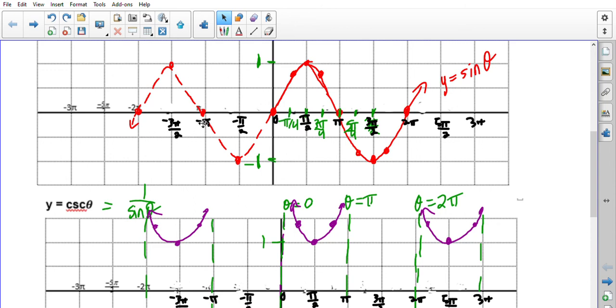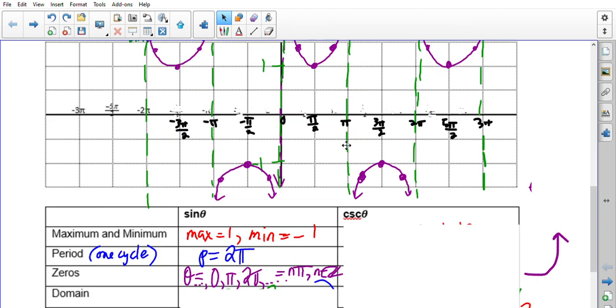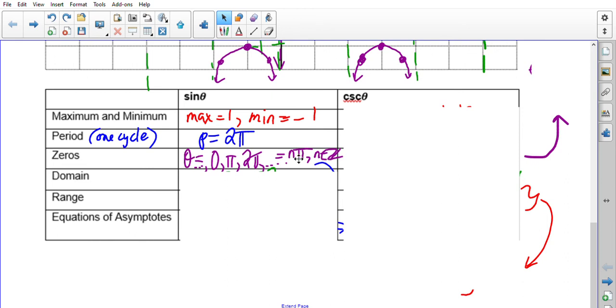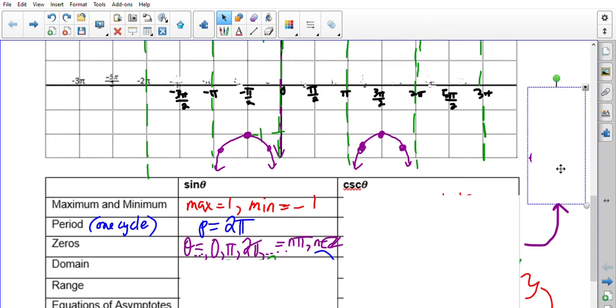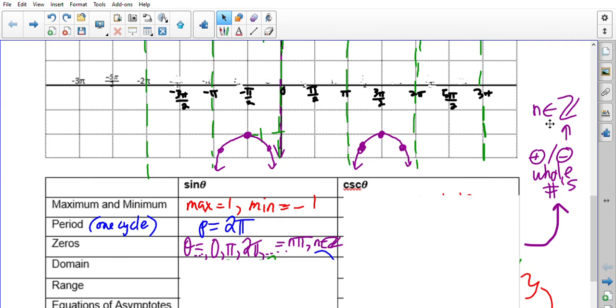Negative 2, negative 1, 0 pi, 1 pi, 2 pi. So mathematically, we can write that as n pi, where n is an element of the integers. That's why I have it aside here. So n is an element of integers, the Z.